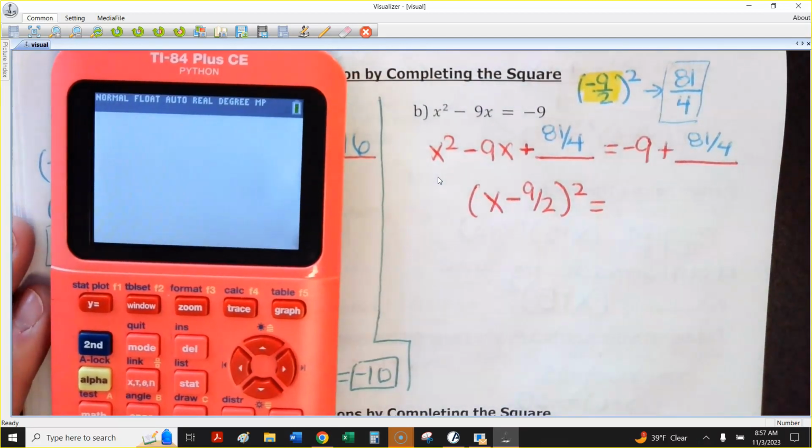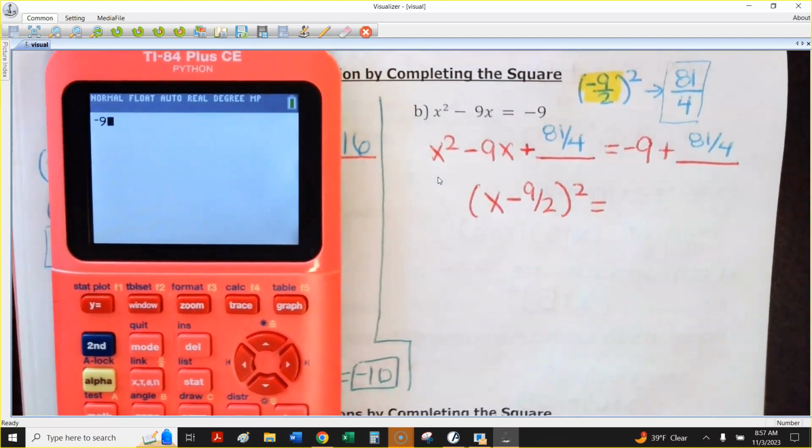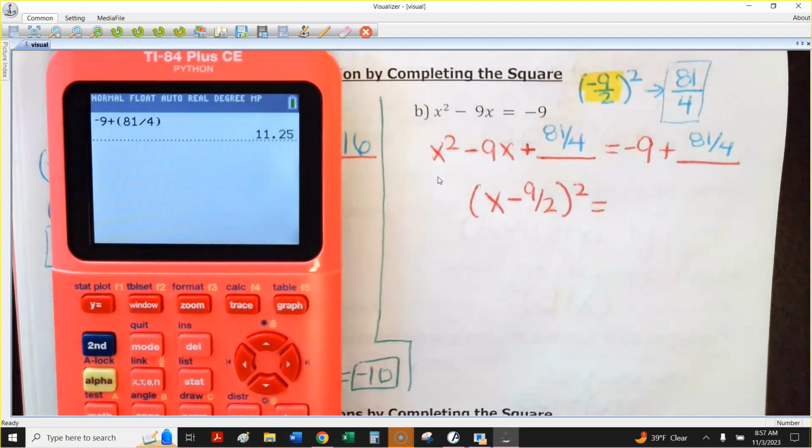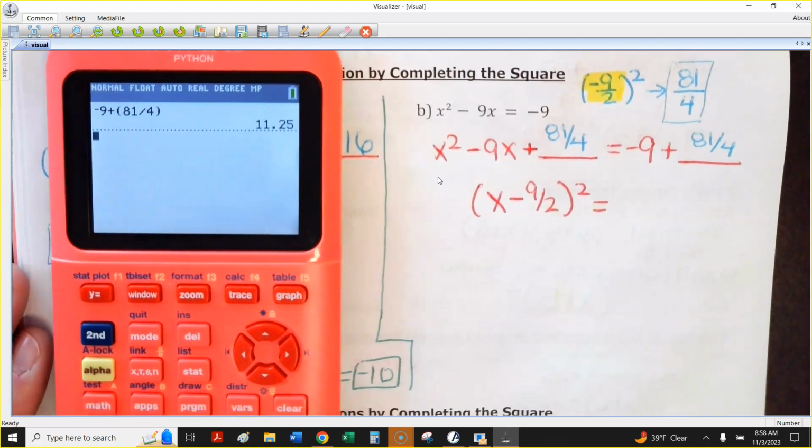So I'm going to take negative 9, and if you're using a graphing calculator, make sure you use your negative key. Now, I'm going to add, and I'm just going to use the little parenthesis keys above the 8 and the 9. So I'm just going to put parenthesis 81 divide by 4 and then close the parenthesis. Okay, once you hit enter, that'll give you a decimal. And I know you guys could probably do this by hand, but I'm just going to use my calculator to do this. What you want to do is have it as a fraction.